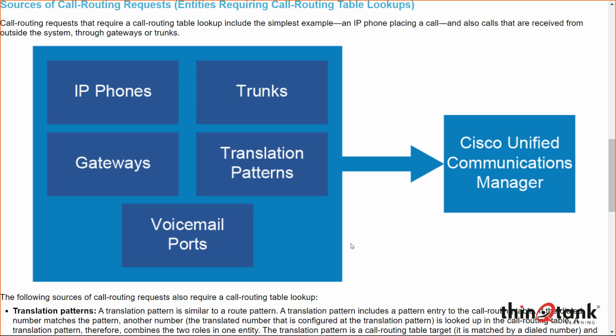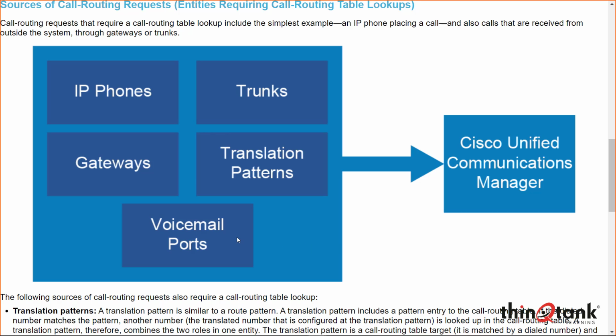And the reason why that's important to understand is that oftentimes people will set up class of restrictions on the phones, but they won't end up setting up class of restrictions on their trunks or their gateways. And then those become the points that toll fraud occurs, because we didn't consider that we need to limit the ability of a trunk to dial, or we need to limit the ability of a gateway to dial from the phone system.